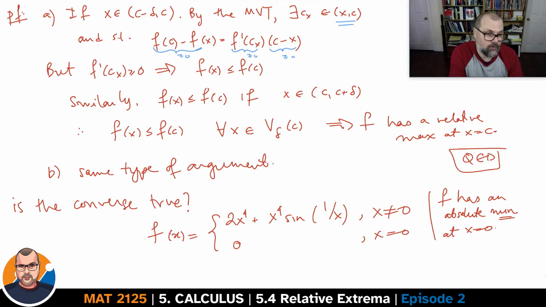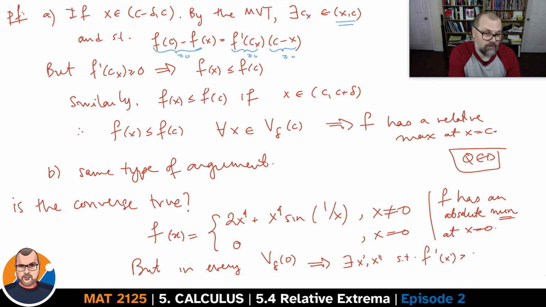at x equals 0, but in every neighborhood around 0, there are going to be points, call them x prime and x double prime, such that f prime at x prime is positive and f prime at x double prime is negative. There's so much up and downness, oscillations. The behavior of the function is so crazy in terms of oscillation that you cannot help but have points where the derivative is positive and points where the derivative is negative.